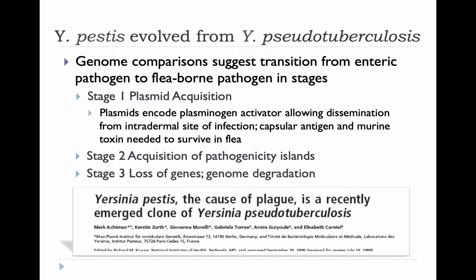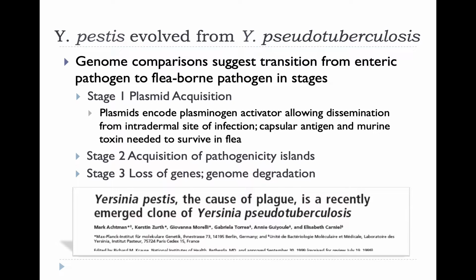And what we've been able to piece together from the genome sequences is that there was a transition from Yersinia pseudotuberculosis as primarily an enteric pathogen, causing infection of the lymph nodes associated with the gastrointestinal tract, to becoming a flea-borne pathogen. And there were various stages that needed to be gone through to make this happen. So the first was the acquisition of various plasmids that encode virulence factors that are needed for plague to work as plague. So this plasminogen activator allowed the spread in the bloodstream more quickly from the intradermal site of infection.